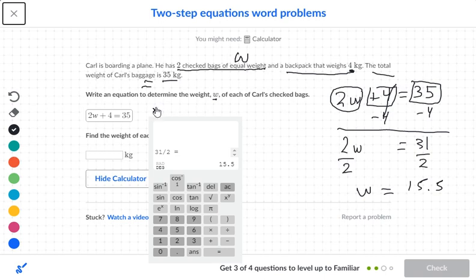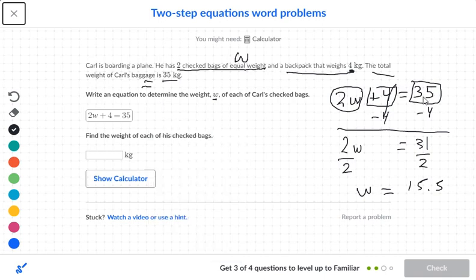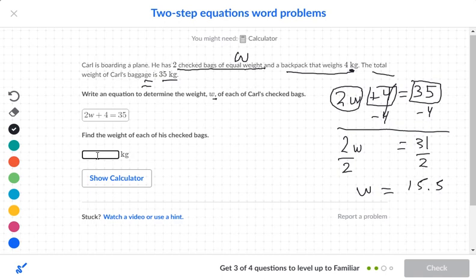And if you think about it, it does make sense because remember his total weight is 35. He has a backpack which we know weighs 4. It's just these other 2 bags, which are the mystery bags. So really you can use common sense. You could take the 35 subtracted by the 4, so you're left with 31 kilograms. And then from here you just divide it by 2 and it's 15.5.